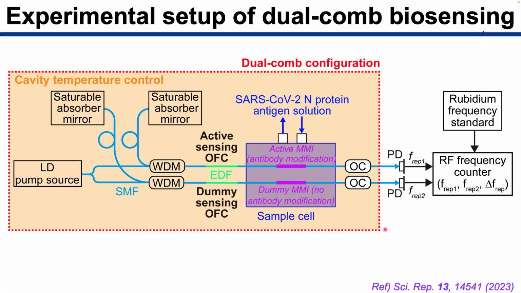We modified the experimental setup for dual-comb biosensing. A modification part is here. A pair of MMI fiber sensors with and without the antigen modification are used for the active MMI and the dummy MMI respectively. And then these MMI fiber biosensors are placed in the same sample cell filled by a SARS-CoV-2 N protein antigen solution.